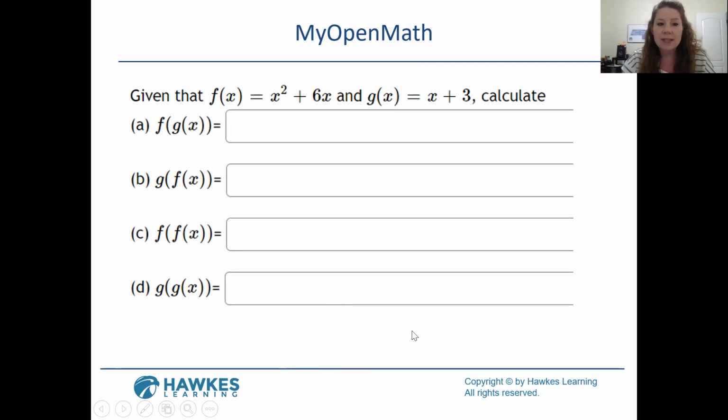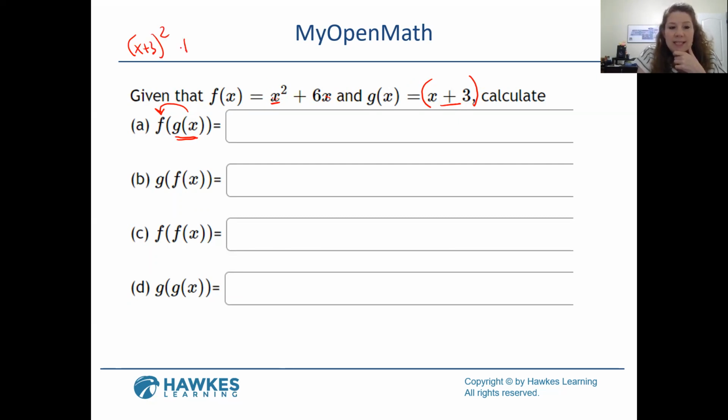All right, and then you're going to have several that look like this. So basically you take what's inside and you plug it into what's on the outside. So we're going to take g of x and we're going to plug in x plus 3 for our x's in f of x. So this x is now x plus 3. So I'm going to do x plus 3 for x, and then it says squared plus 6 times x, and x is x plus 3.